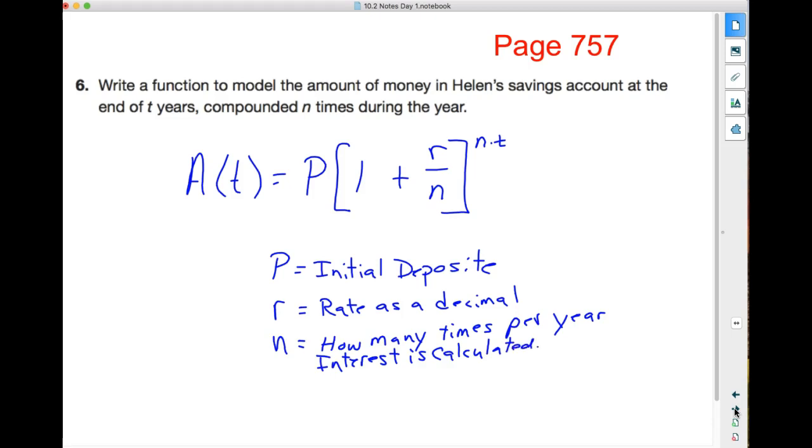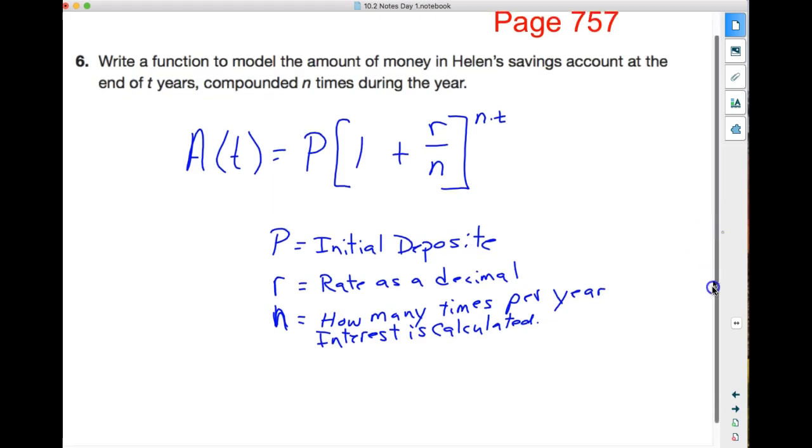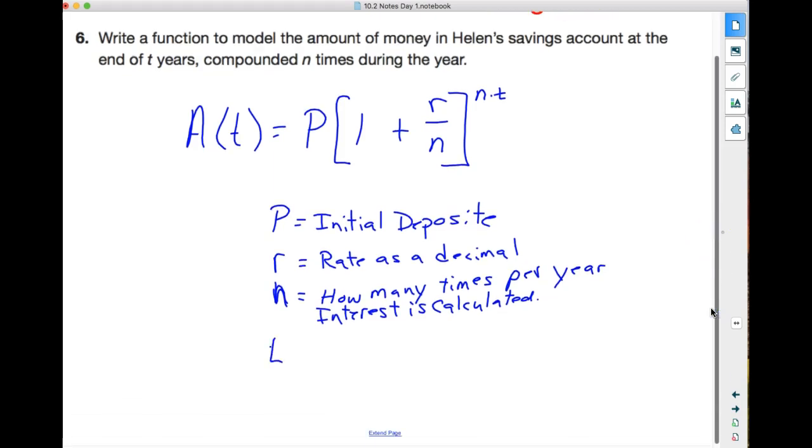Technically, math likes to say it's the number of times compounded per year, but that simply means it's the number of times they calculate your interest every year. And T is typically always time in years. Now it's important to notice that N is in two places.